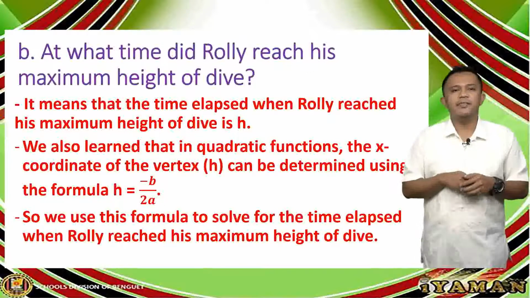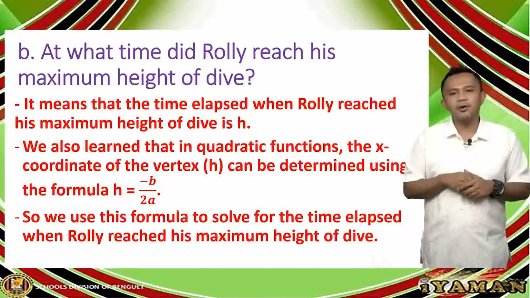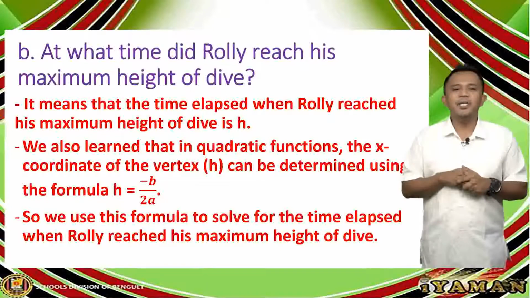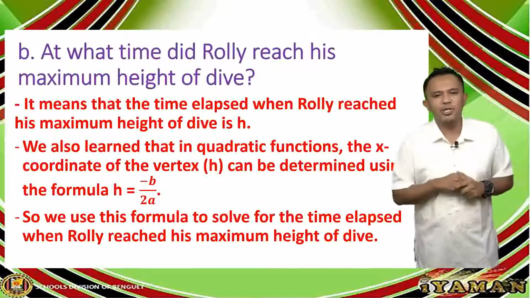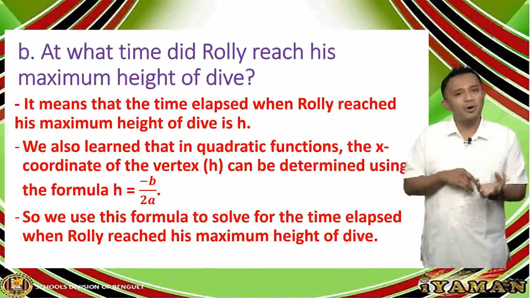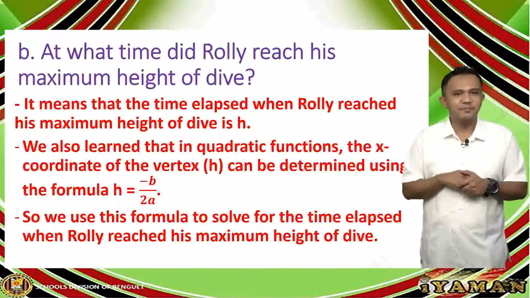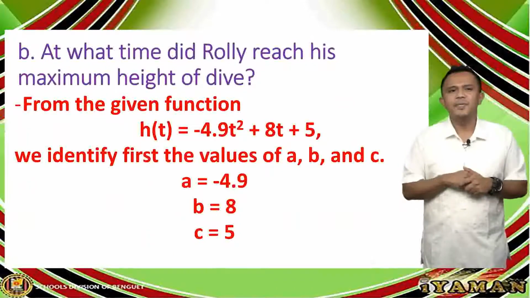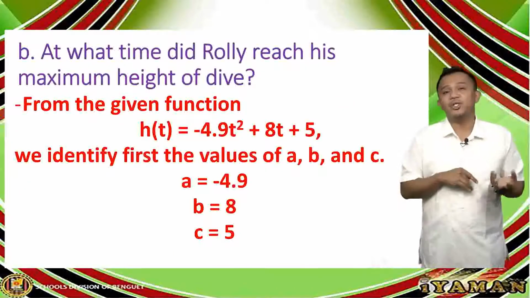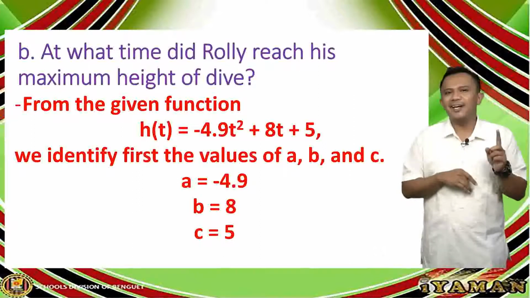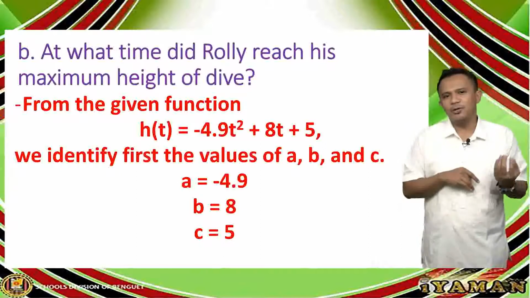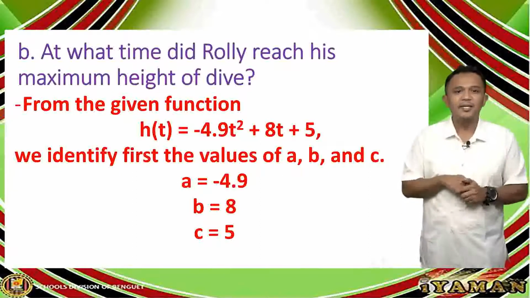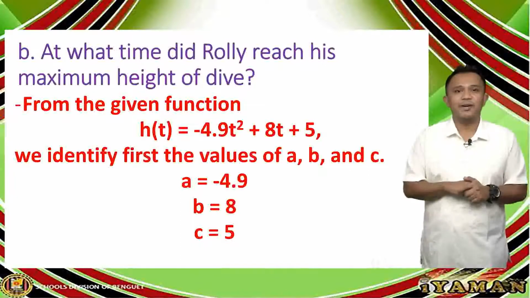We also learned that in quadratic functions, the x-coordinate of the vertex h can be determined using the formula h is equal to negative b over 2a. So, we use this formula to solve for the time elapsed when Rolly reaches maximum height of dive. From the given function, h of t is equal to negative 4.9 t squared plus 8t plus 5, we identify first the values of a, b, and c. We've learned this before, so we know that a is equal to negative 4.9, b is equal to 8, and c is equal to 5.